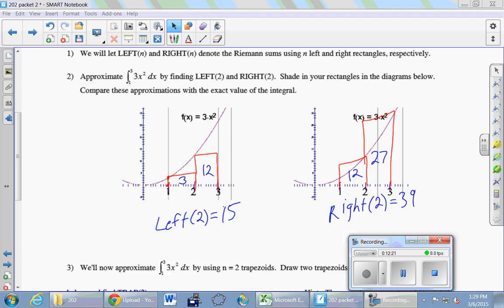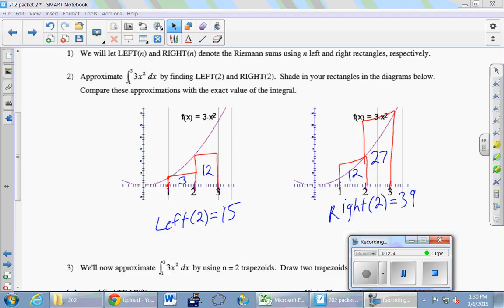Anybody have a sum for us on the right rectangles? 46. So I heard 39 and I heard 46. What else do we hear? 34 and a half and 40. How about I just change the question and I say shout out a random number. I got 39 too. Yeah. I got a 12 and a 27.